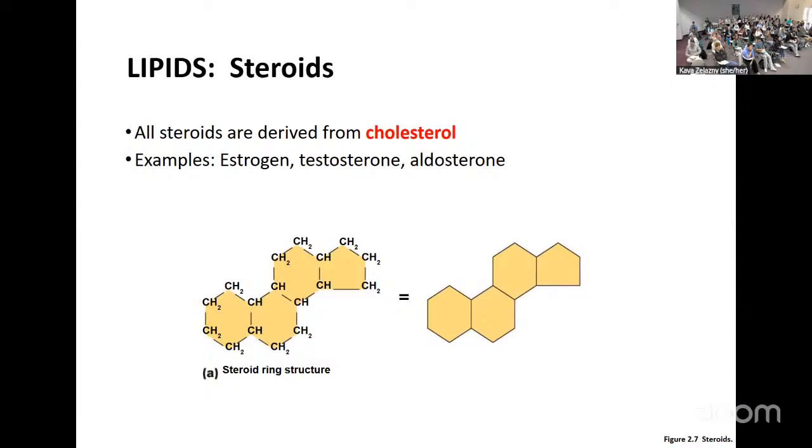We might see oxygen in chains coming off the side somewhere, but it's not forming the fundamental block of the steroid. All steroids are derived from cholesterol, which is why they all have this four-ring structure with the rings pressed against each other. Some common steroids are steroid hormones like estrogen and testosterone, sex hormones, and aldosterone, which we'll see later when we think about kidneys and different types of regulatory functions in the body.